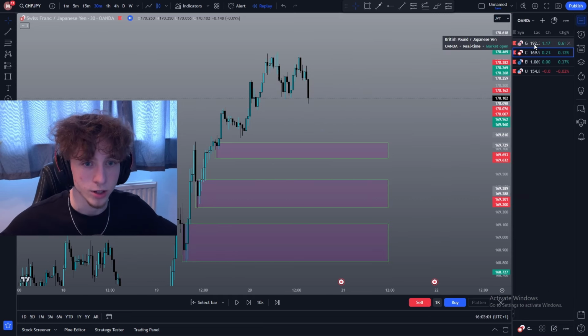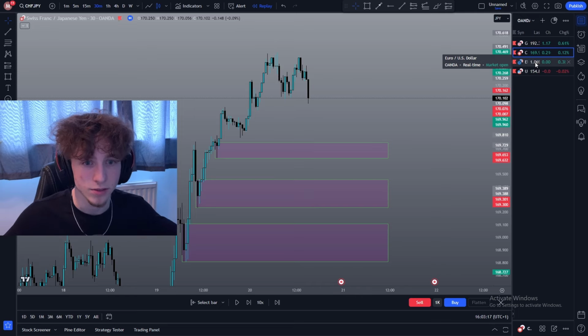If you don't know, I trade GBP JPY, CHF JPY, USD JPY, and EUR USD. EUR USD is the one exception for this 30 pip rule. I would say more like 15, because 1 pip on EU looks like a much larger move. But yeah, that's something important that I get asked about a lot.